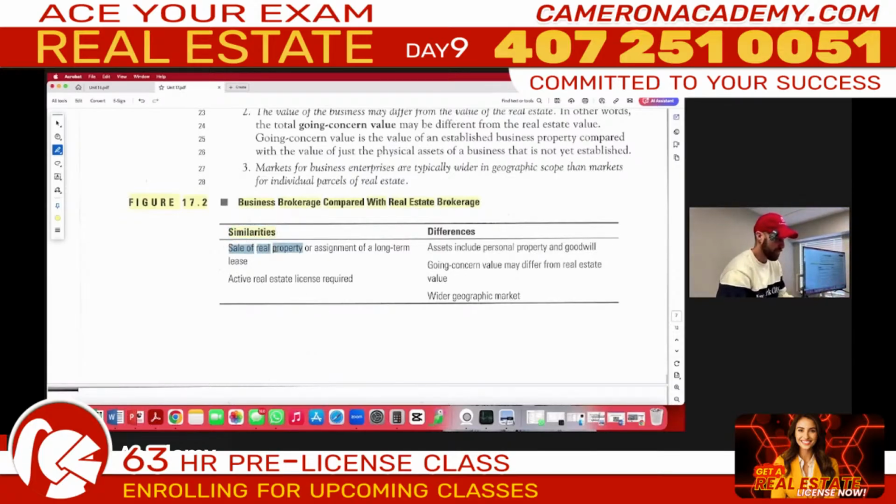Obviously, you could be selling real property, or a lease could be involved, when you're selling a business. Not renting a business, selling a business. It could be under a lease. And you need an active real estate license to do both. You remember? If you're going to help somebody buy, sell, or lease their business, whatever they buy, sell, lease, you need a real estate license, an active real estate license.